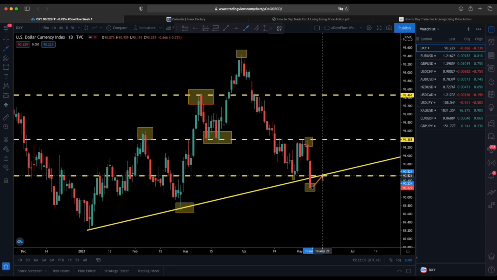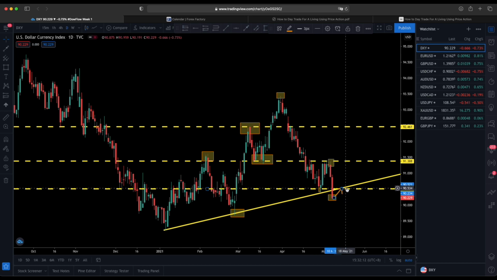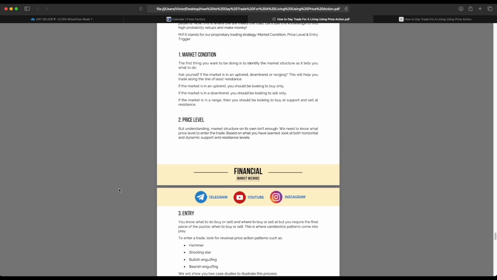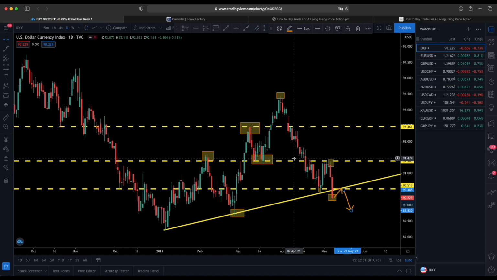Okay, let's say you want to trade DXY, you just wait for price to pull back to this level, which is the P of the MPE, P for price level, and then lastly you wait for an entry trigger. Your entry trigger should be in the form of a bearish engulfing, shooting star, and perhaps even a piercing candle. Again, this is covered here, but I'm just taking you through the steps and helping you identify the market condition and the price level.